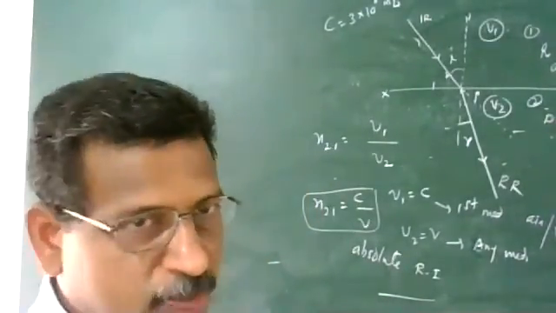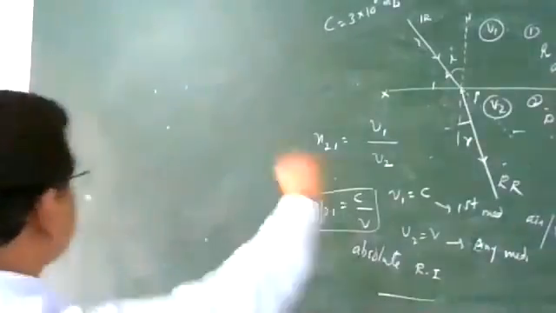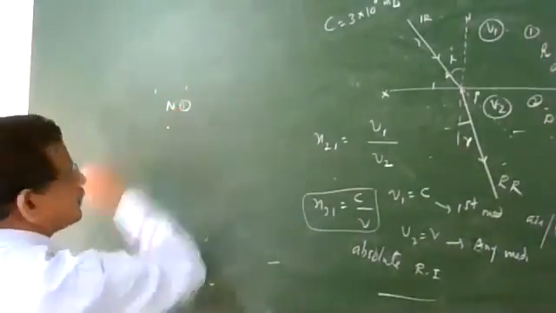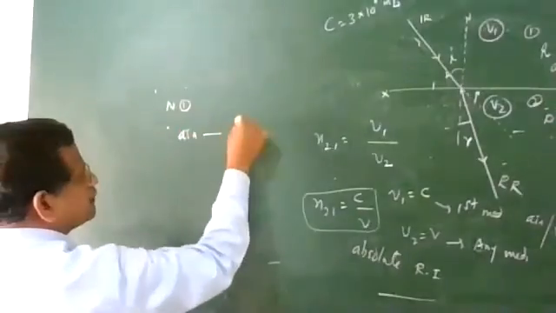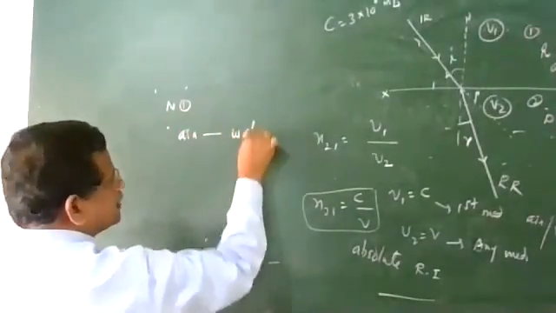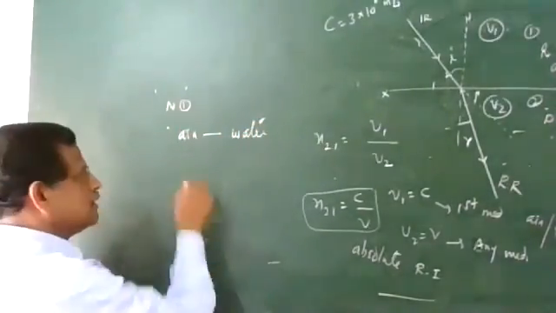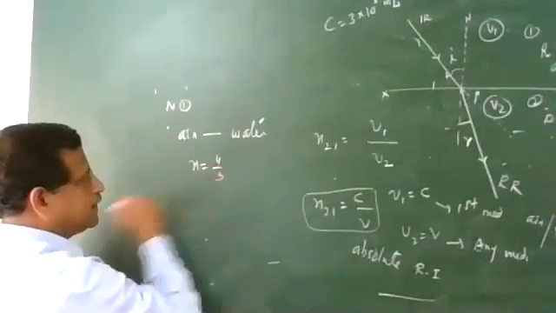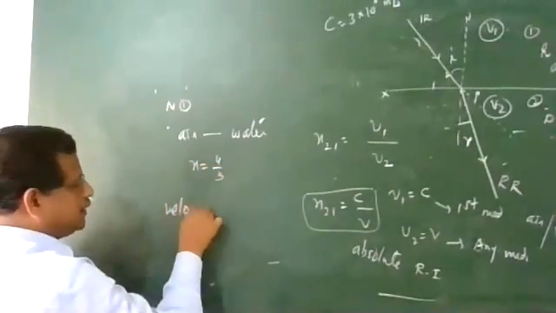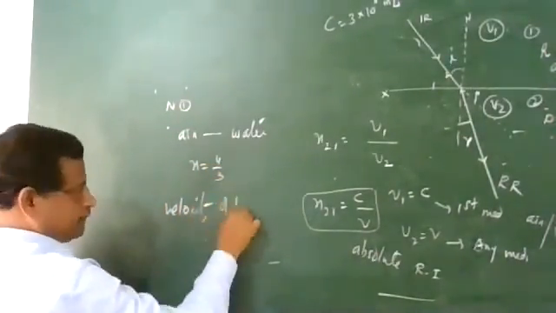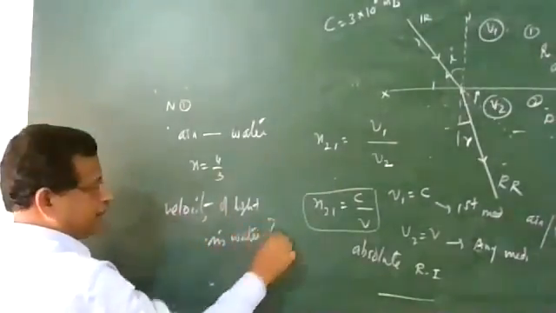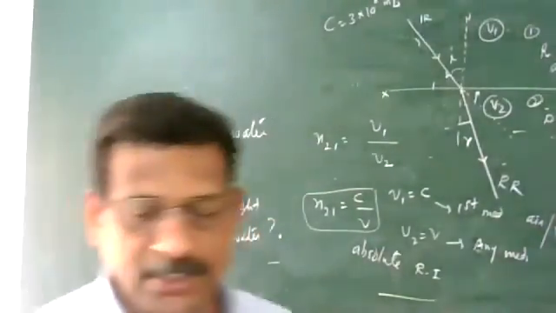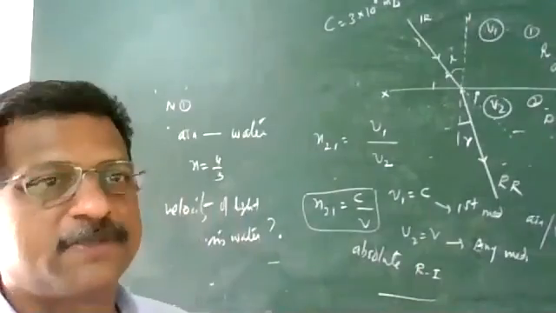Your question is numerical number 1, you have to do it in the copy. Light is going from air to glass, air to water. Take the first example, air to water. Refractive index is given as 4 by 3. What is the velocity of light in water? All of you calculate this.